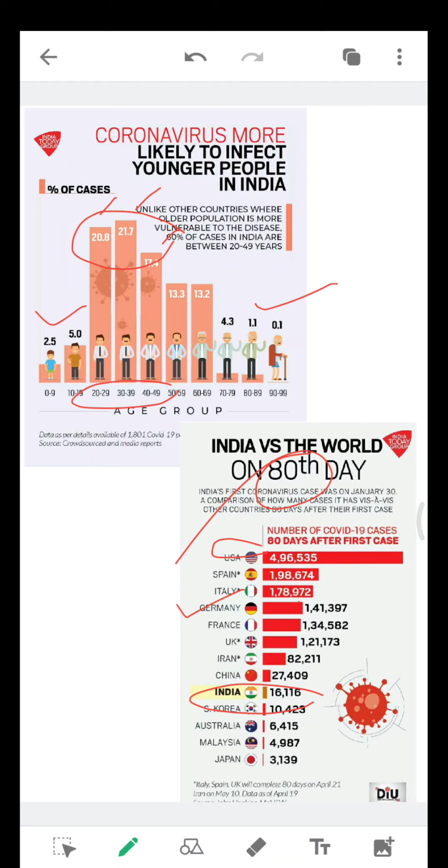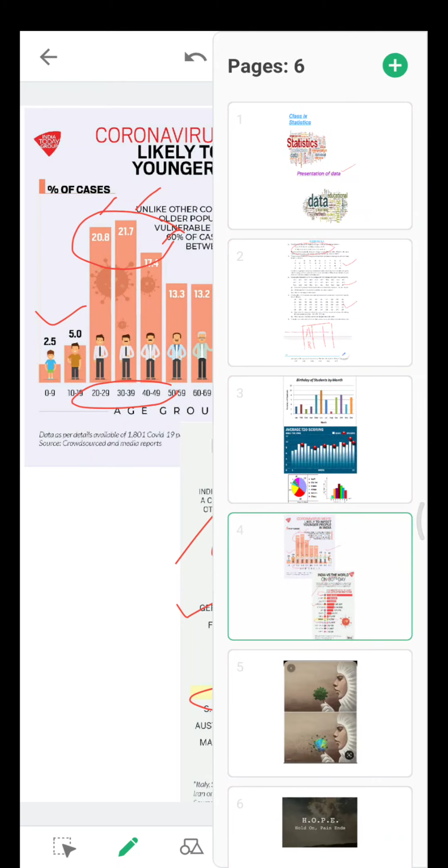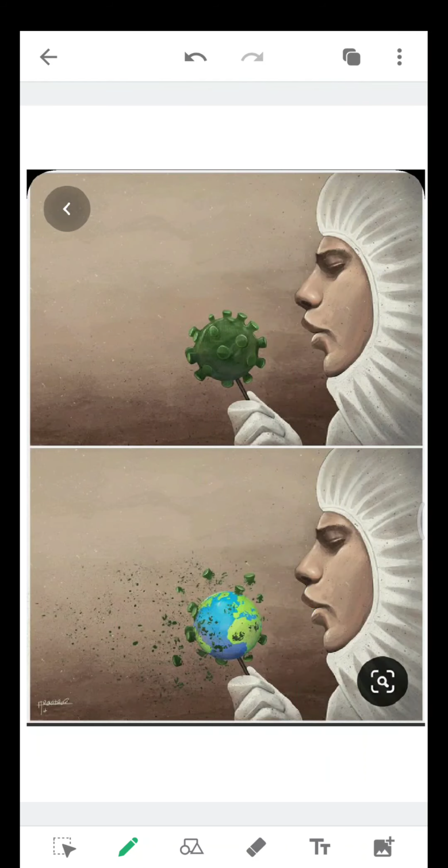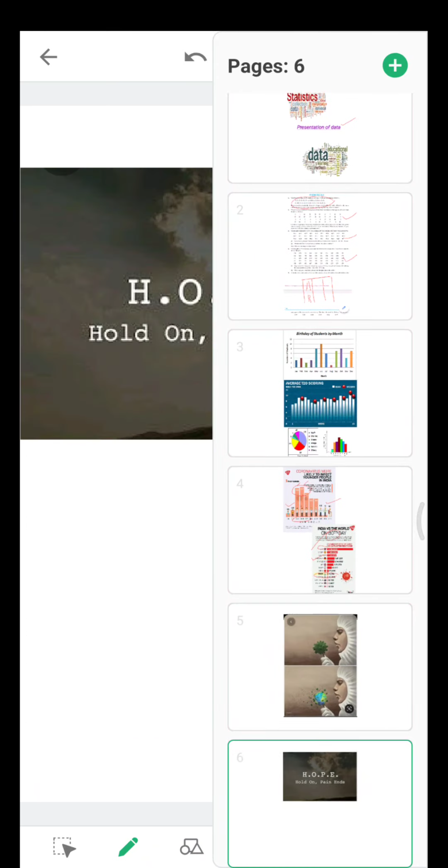So it's our duty to take care of ourselves and not to be afraid of any pandemic, because one day will come when we can blow off this pandemic from this world.